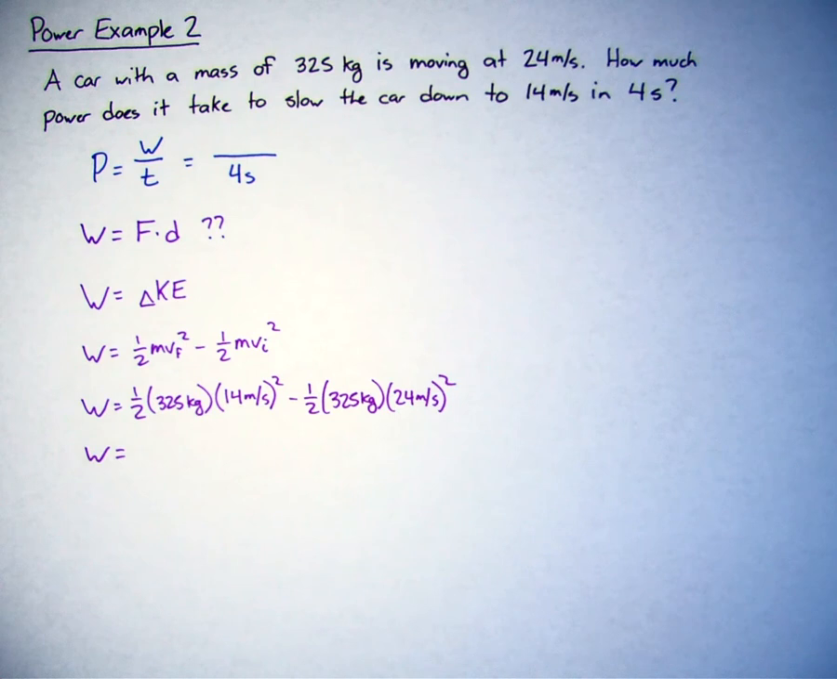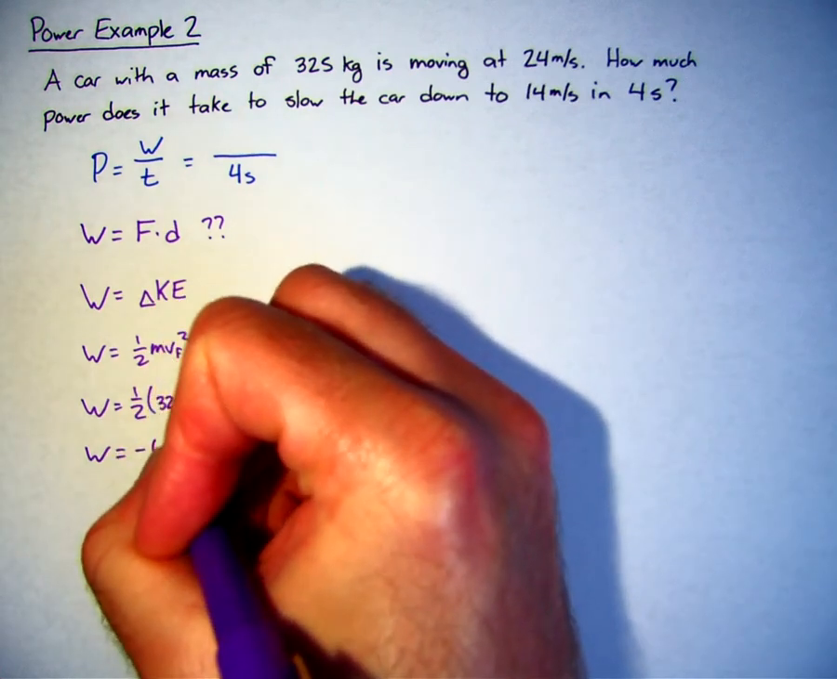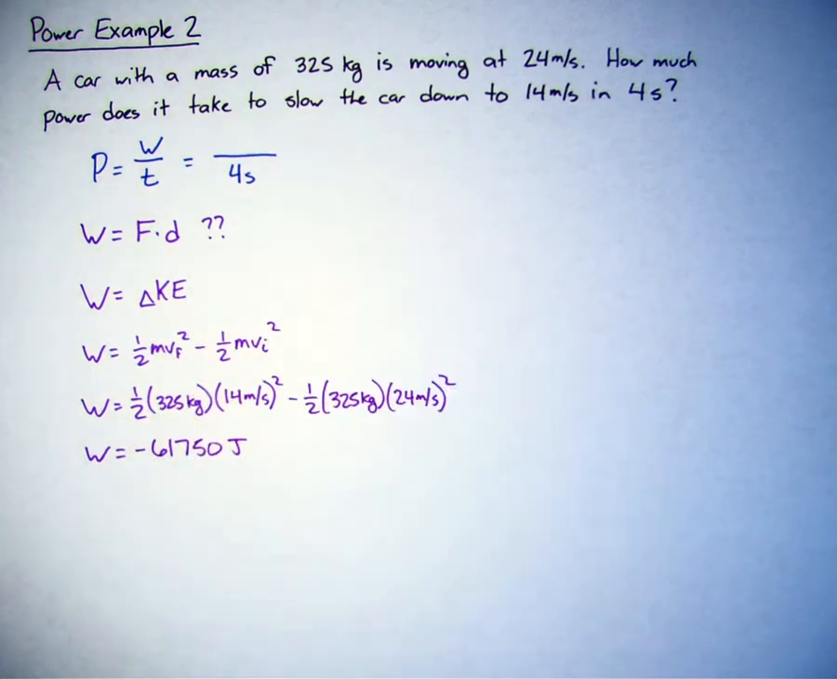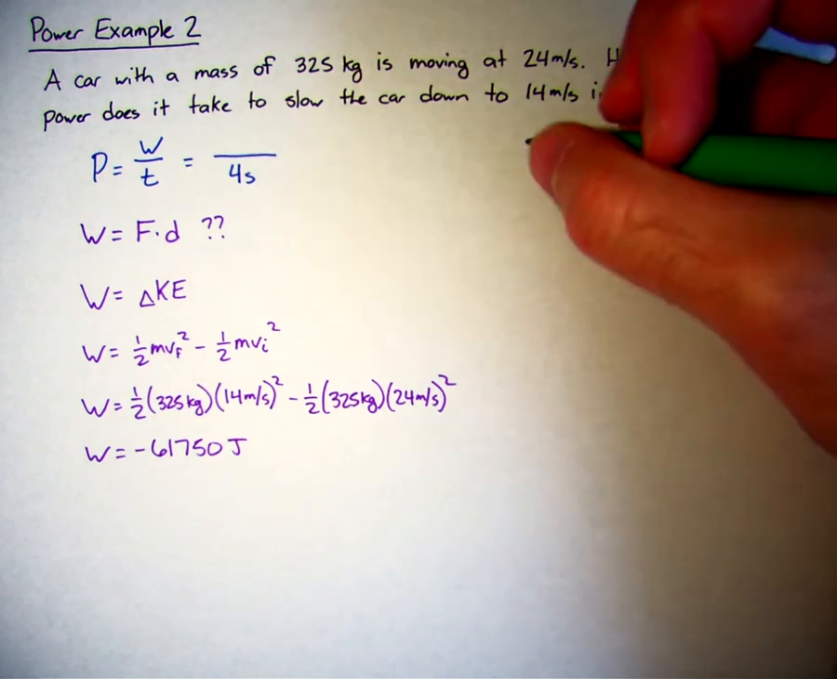So if I do that, 0.5 times 325 times 14 squared minus 0.5 times 325 times 24 squared, that gives me a value of negative 61,750 joules. So I know that the work is being done to take energy away from the system because kinetic energy is going down. To figure out the amount of power, power is just a scalar, so the negative value doesn't really matter when we're talking about the power here.